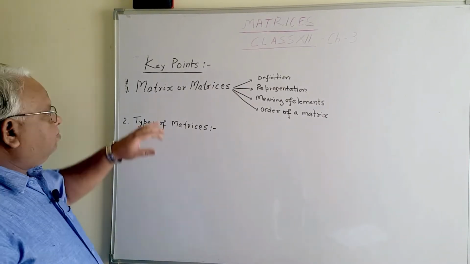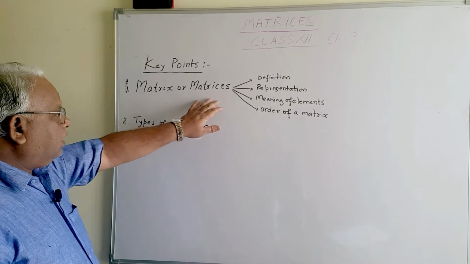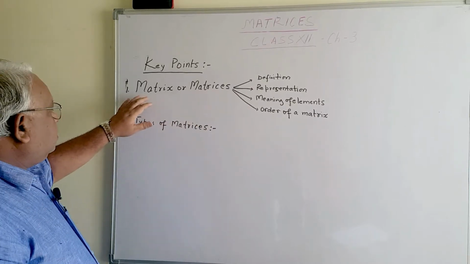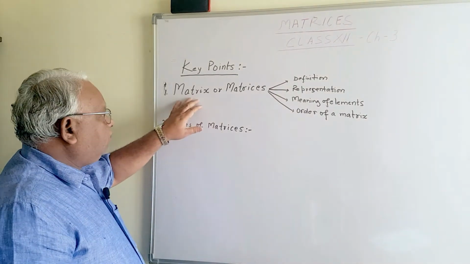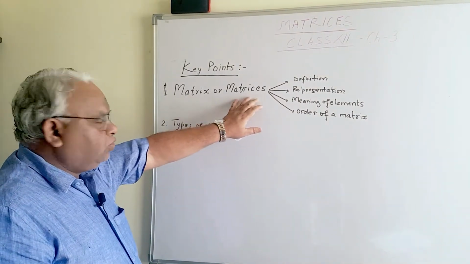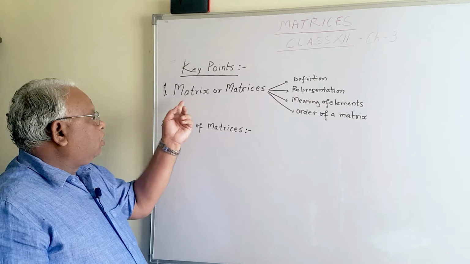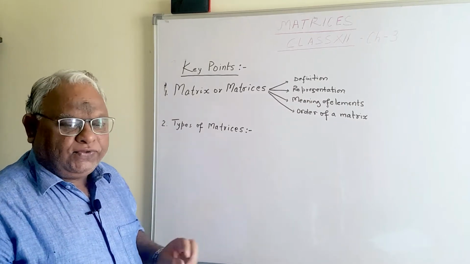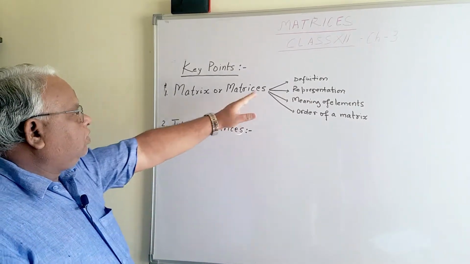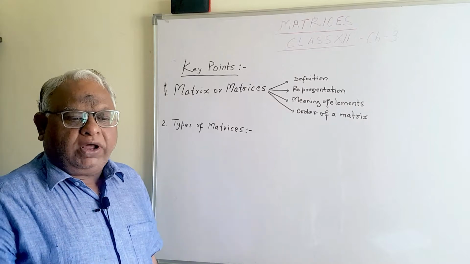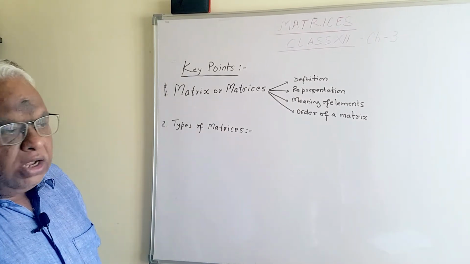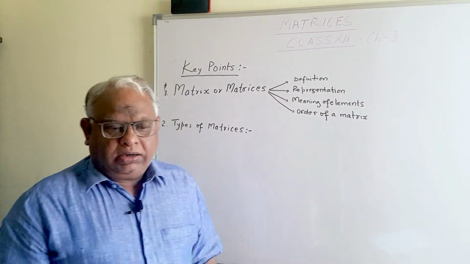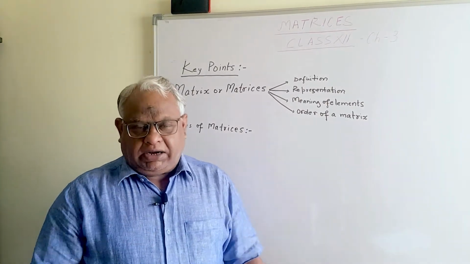Surprised by seeing this matrix or matrices. Let me clear the meaning of these two first. Matrix is a singular form and matrices is a plural form. When we are talking about a single matrix, we use the word matrix. When we use more than one matrix, we use the term matrices. Now the first question comes to your mind, what is a matrix?